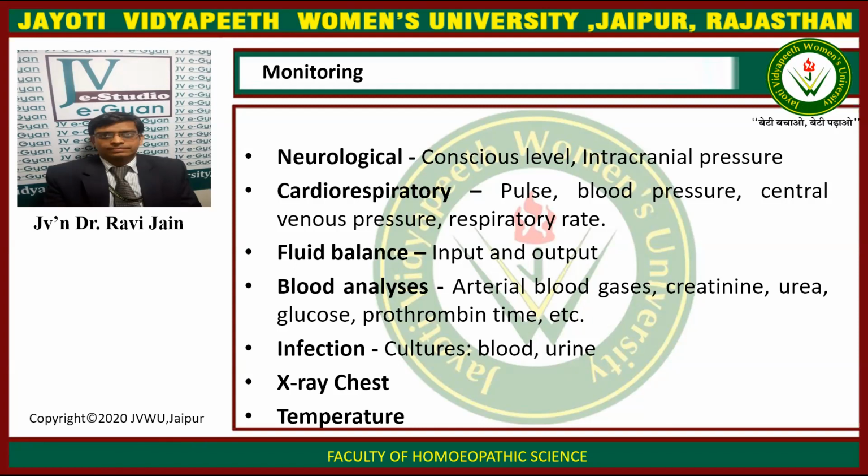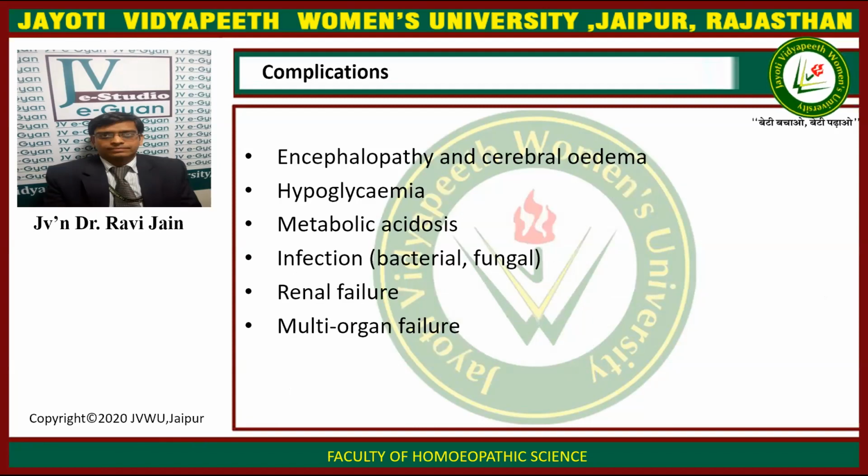We check for infection with cultures. An x-ray of the chest has to be taken, and temperature has to be taken. We have to check for complications like hepatic encephalopathy. We have to check for hypoglycemia and metabolic acidosis. We have to check for infection, both bacterial and fungal. We also have to check for renal failure and multi-organ failure. So these are the complications that can occur later: hypoglycemia, metabolic acidosis, infections.